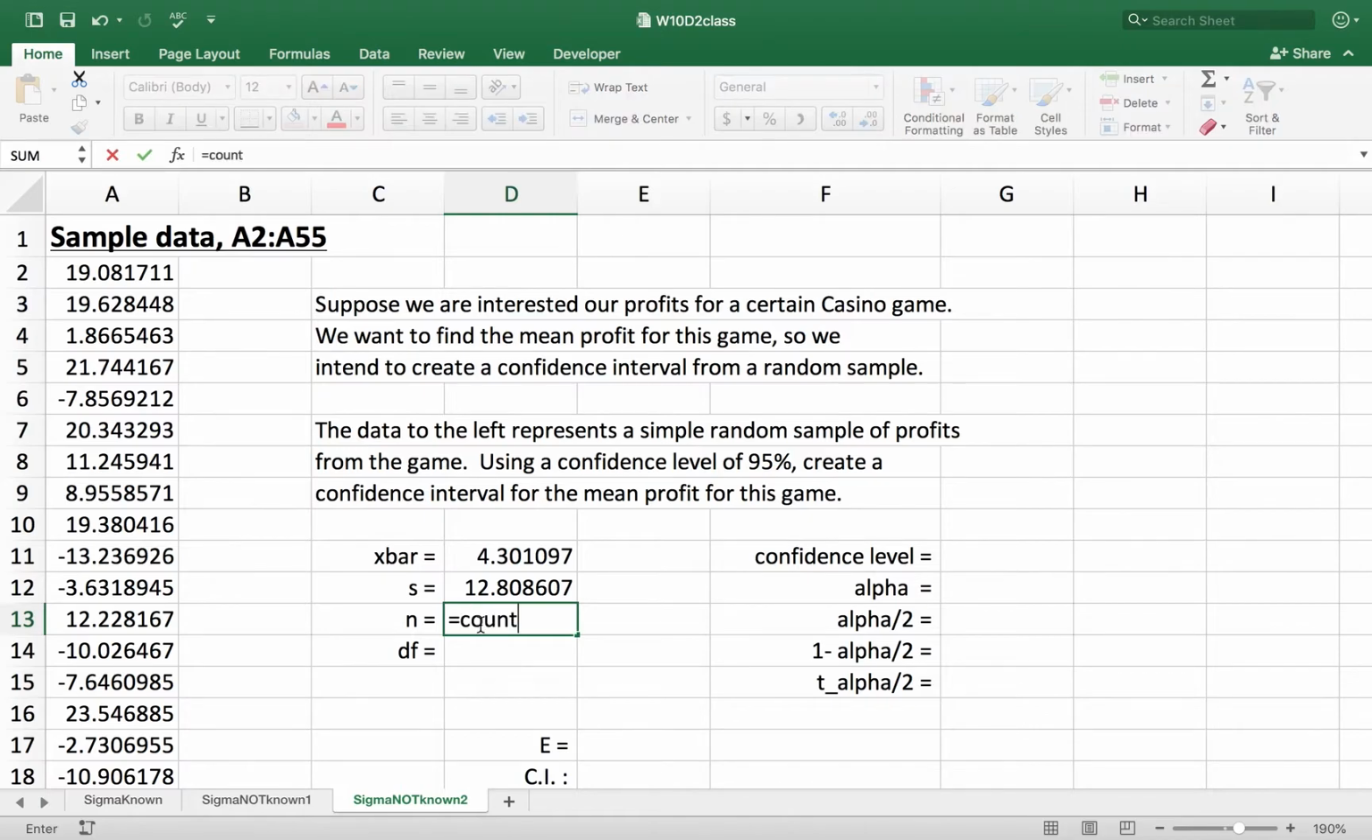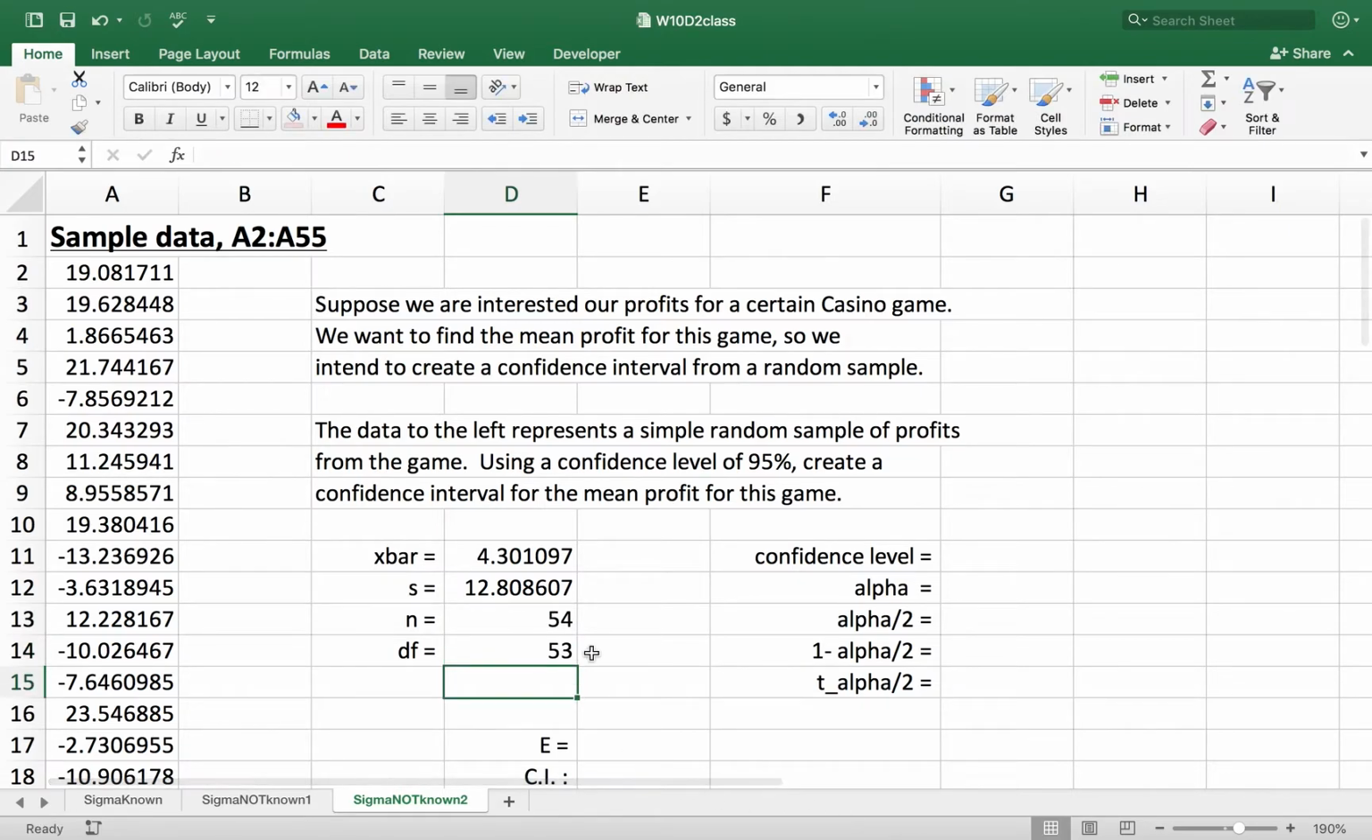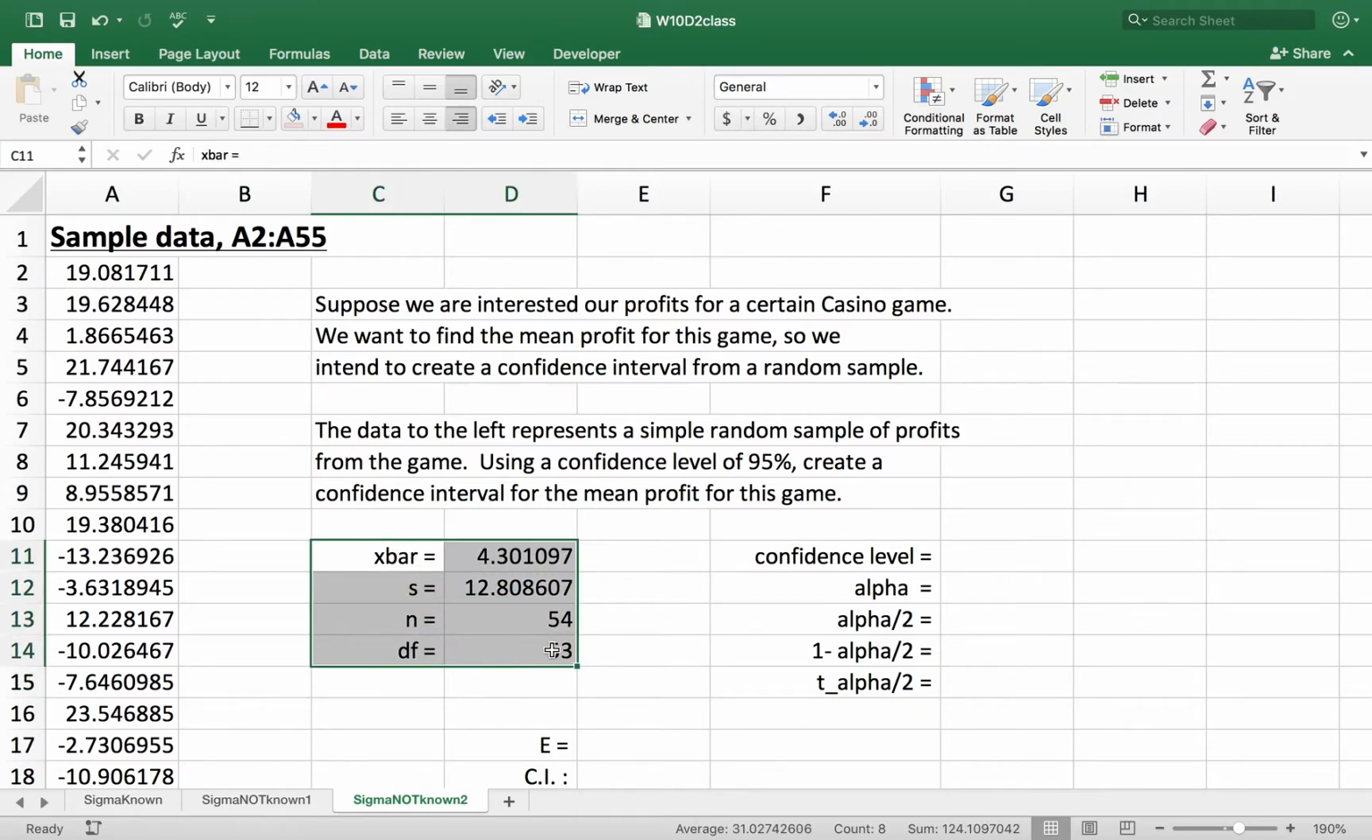Our sample size, since this is numerical data, we can just use our count command. And we remember that our degrees of freedom is really just our sample size minus 1. So you could either just do this in your head, which a lot of people will do, this is 53, or you could use a cell referencing formula to do this. So this is all the information we need from our actual sample.